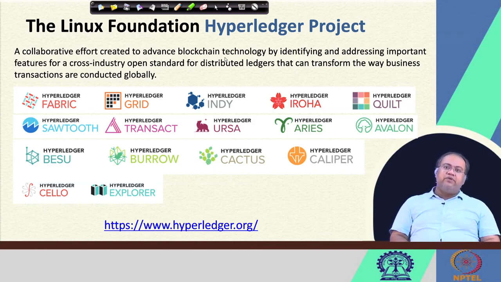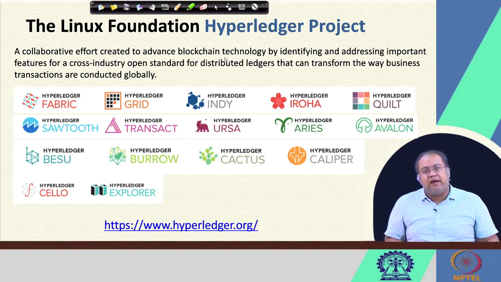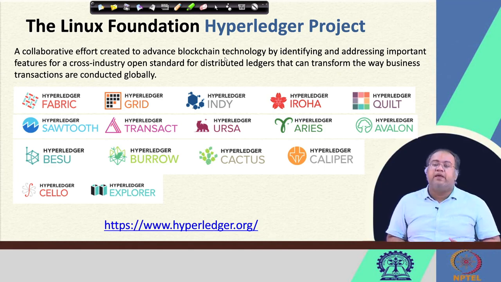Now, to introduce you to the enterprise blockchain platform that is widely used to develop such enterprise applications. The Linux Foundation has introduced the Hyperledger project. This Hyperledger project is a collaborative effort created to advance blockchain technology by identifying and addressing important features for a cross-industry open standard for distributed ledgers that can transform the way business transactions are conducted globally. And under this Hyperledger project, which we typically call the Hyperledger greenhouse, there are different types of projects for different purposes.